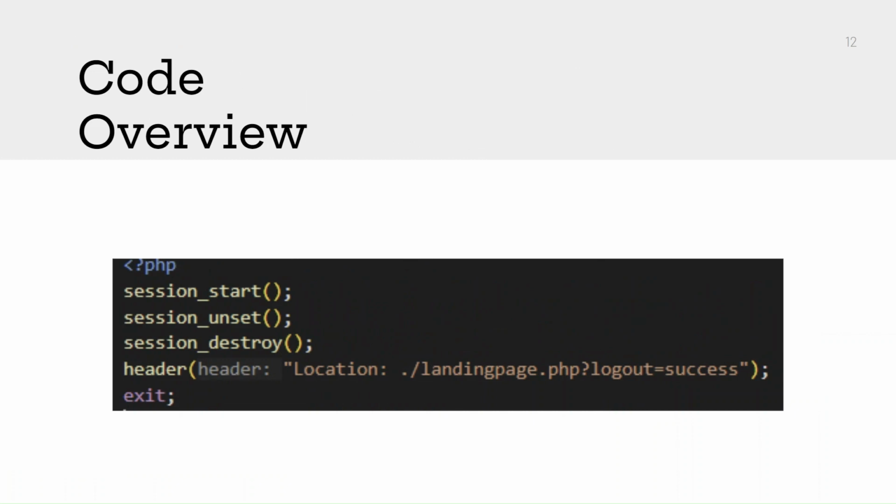This code is used to log the user out. First, the session is started, then unset, which removes all session variables that were set during a user session. The session is then destroyed, and the user is redirected to the landing page and includes the parameter logout success, which alerts the logout pop-up to display.